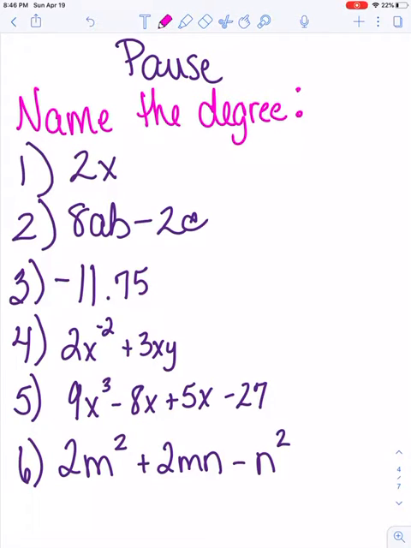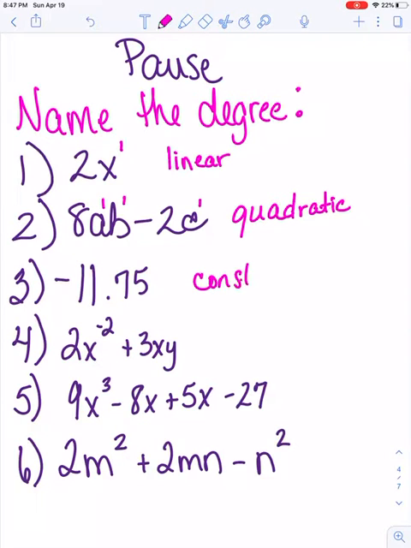So hopefully you paused it. This is a monomial of the 1st degree, but remember we don't say 1st degree, we give it a special name, we say linear. So this is a linear monomial. If we look at this one, 1 and 1 make 2. This has 1, so we would call this a 2nd degree. Well, we don't say second. Instead, we say quadratic. So this is a quadratic binomial. If we look at number 3, it's a constant. There is no variable. It's just a number. So we call this a constant monomial.